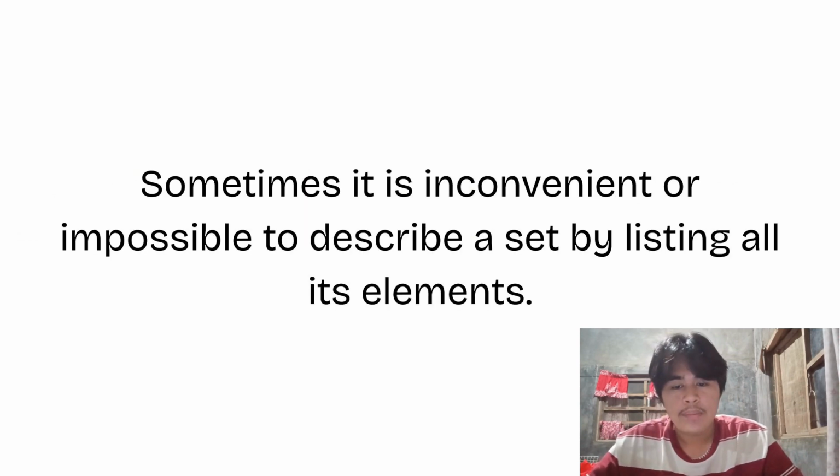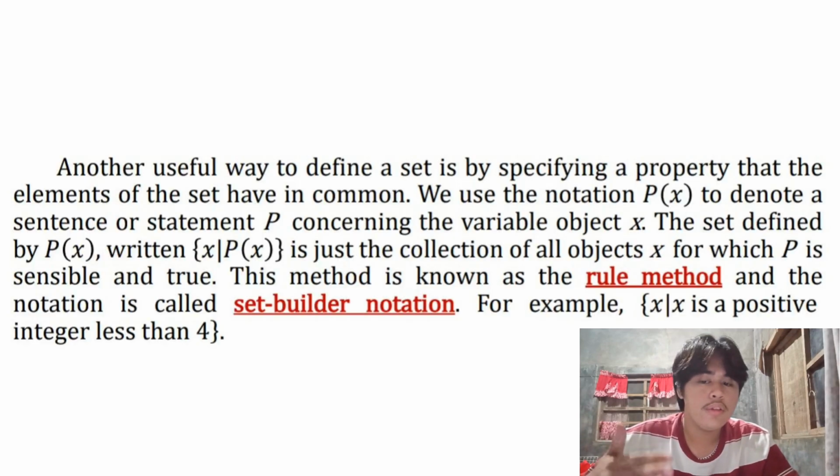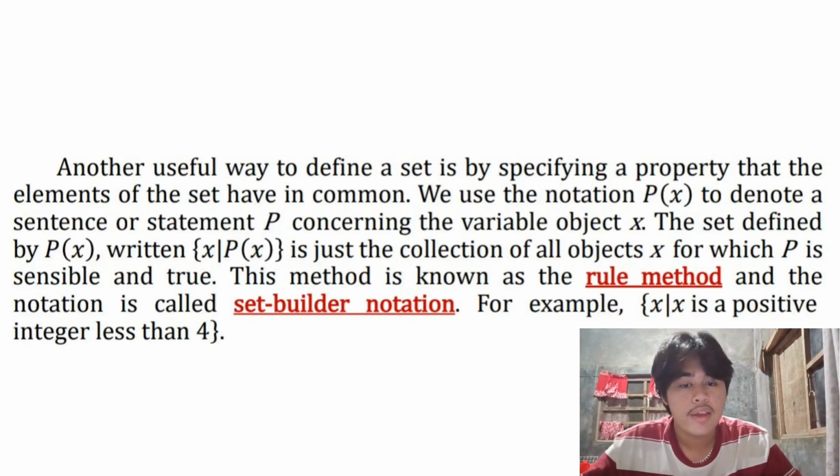Sometimes it is inconvenient or impossible to describe a set by listing all its elements. Another useful way to define a set is by specifying a property that the elements of the set have in common. We can use the notation P(x) to denote a sentence or statement P concerning the variable object x. The set defined is sensible and true. This method is known as the rule method, and the notation is called set builder notation.